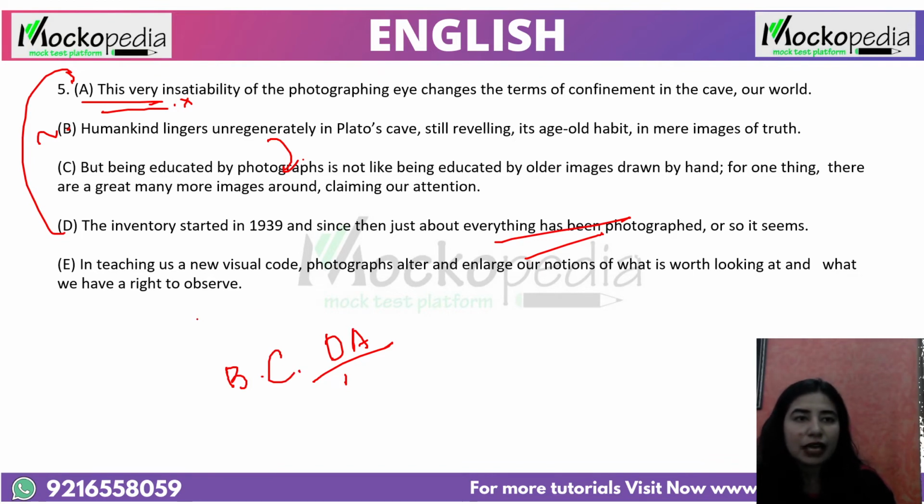Now let's see. The photographing eye changes the terms of confinement; in teaching is how it is being done. That's what E is elaborating, right? So E would be the good statement to finish the discussion. So the correct combination is going to be BCDAE. So this very insatiability, that we are clicking photos of everything, that's an easy way to come to D and A. B looks a broader statement.